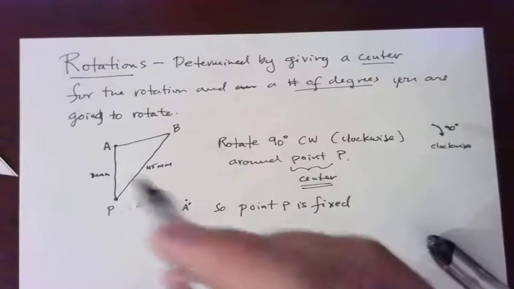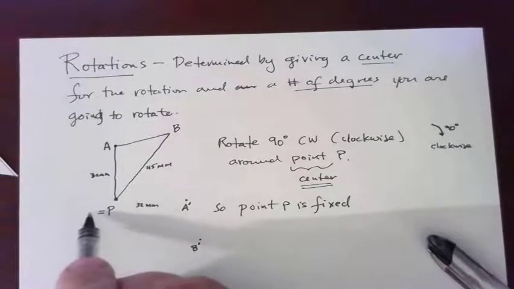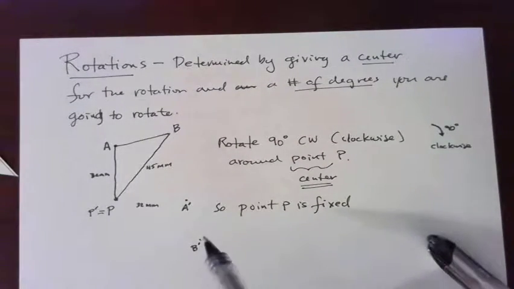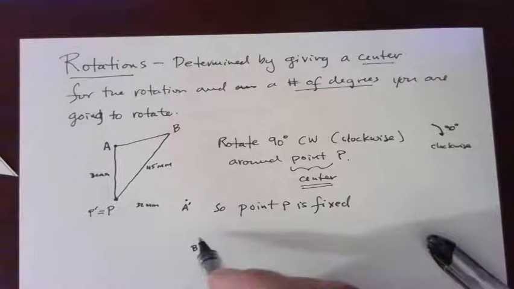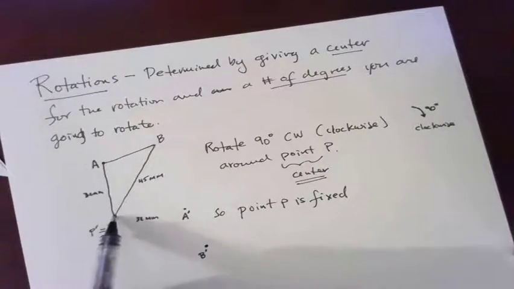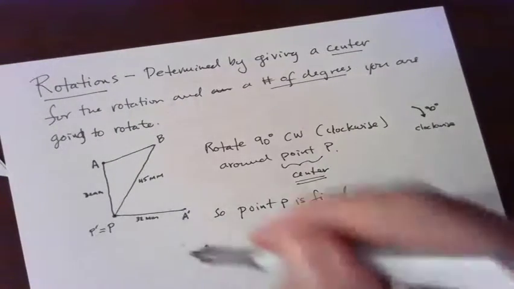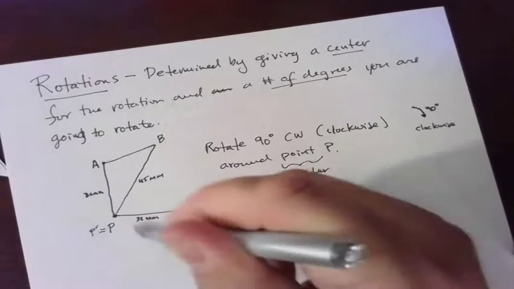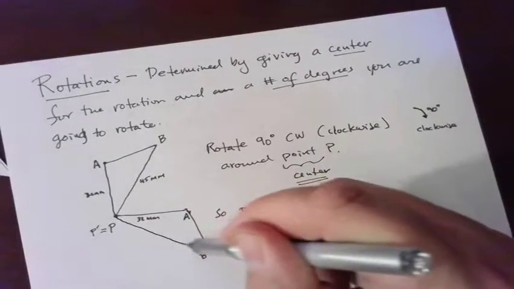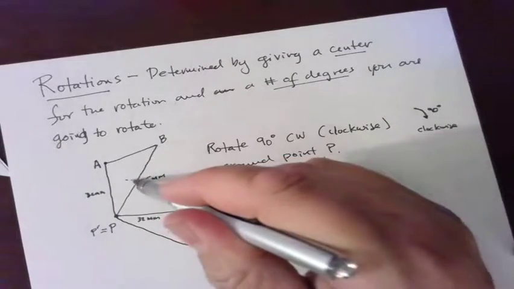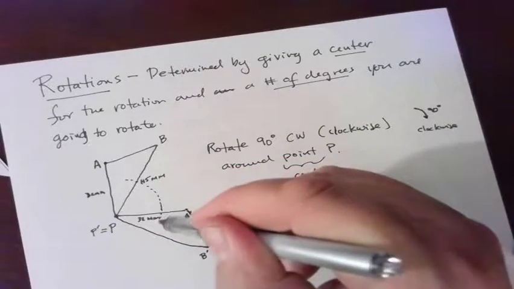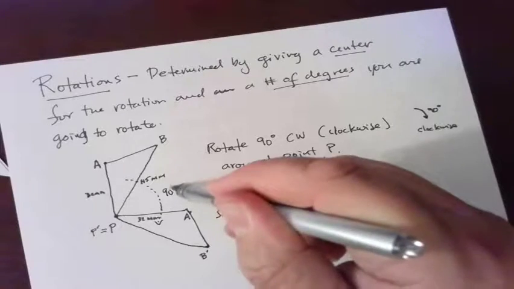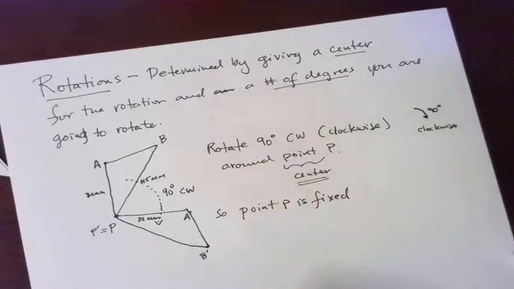And as I already said, P prime is actually the same as P. P doesn't move, so the image of P is the same as P. So then I have P prime, and I have A prime, and I have B prime. And so now I can connect the dots like they were before, and I get my rotated triangle. Like that. Ta-da! And there my triangle has been turned through a 90-degree angle clockwise around P.